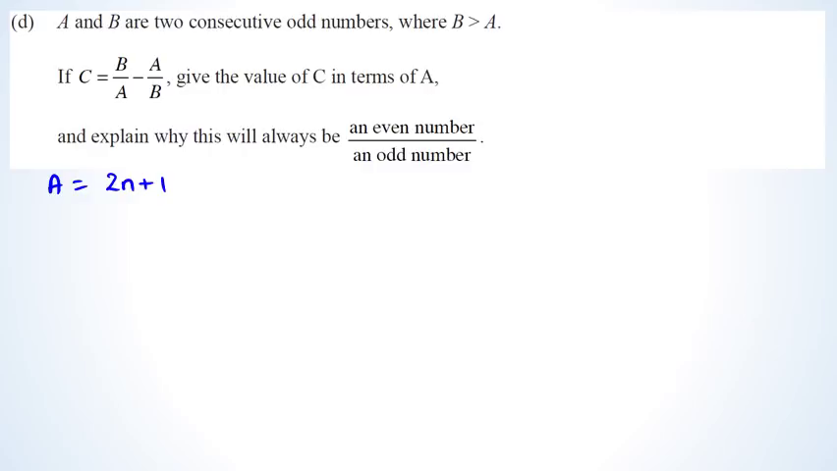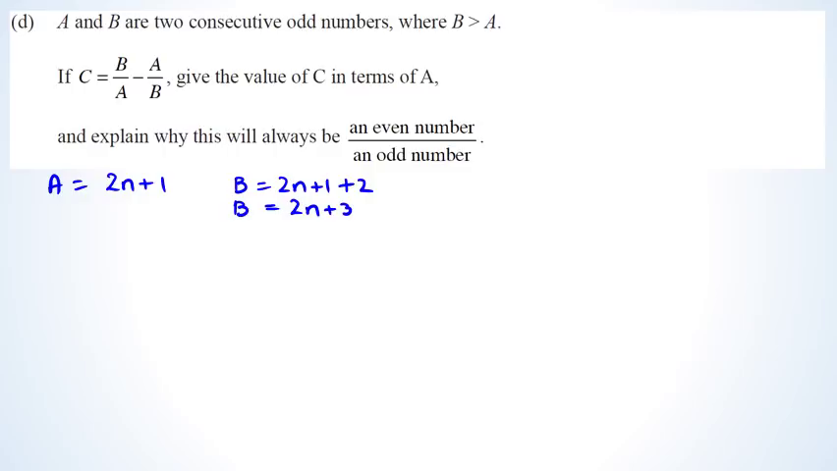Now it says a and b are two consecutive odd numbers, which means if a is 2n plus 1, b has to be 2n plus 1 and, because it's consecutive, we add another 2 to it. Remember, if you get 3 as an odd number, the next odd number would be 5, so 3 plus 2 is 5, and so on. So I can write b as 2n plus 3. Okay, so that's my first step.